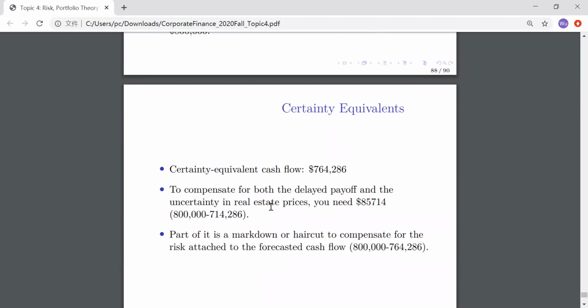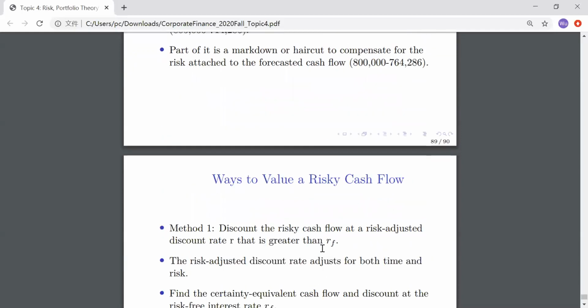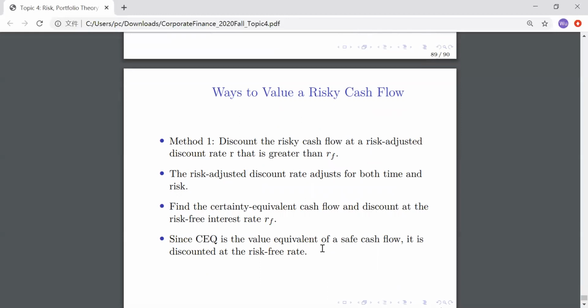In that case, to compensate for both the delayed payoff and the uncertainty in the real estate prices, you need this one. This is the compensation for the delayed payoff and the uncertainty. Part of it is the haircut to compensate for the risk attached to the forecast, the uncertainty in the risk of the project. So this is how we do it, basically.